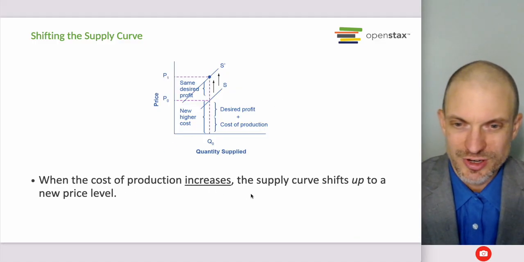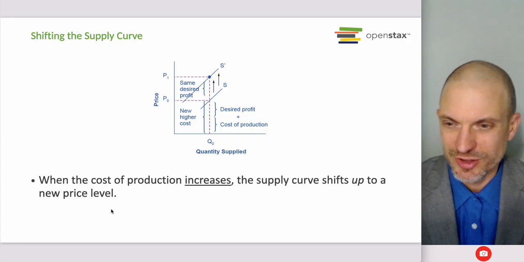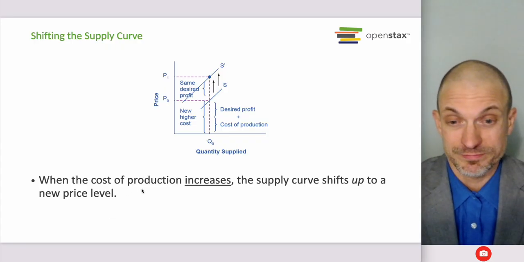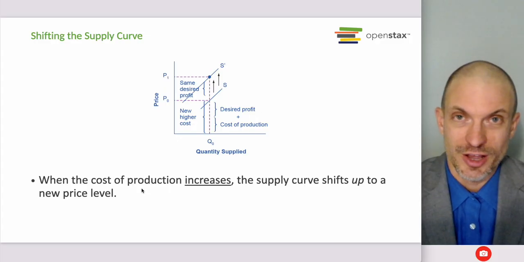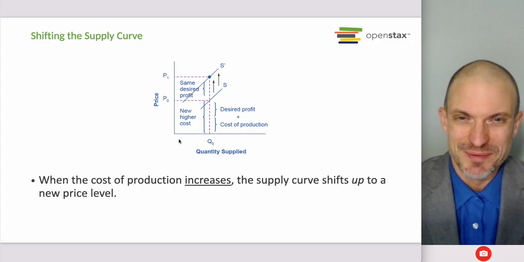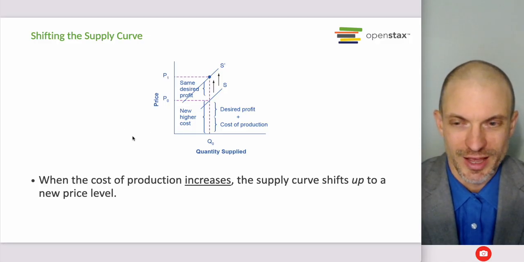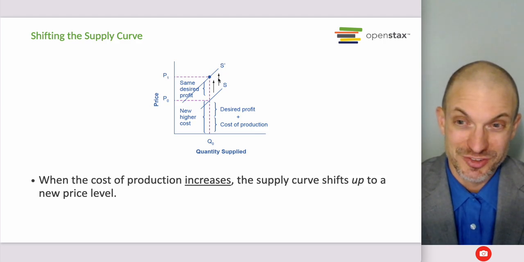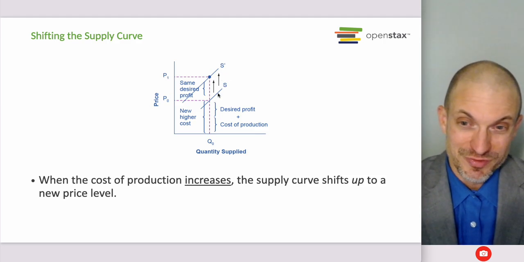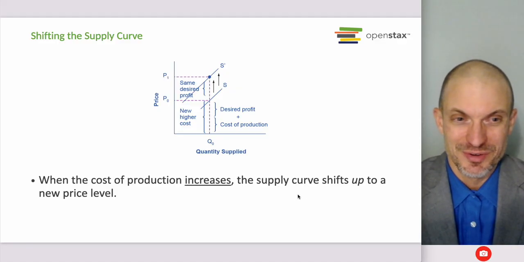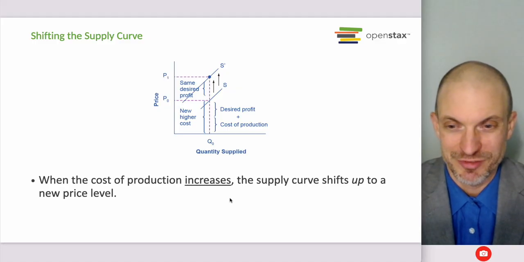When the cost of production increases, the supply curve shifts up to a new price level. Wow. All right. So if our production costs are higher, then we'll be able to produce less at every possible price, right? So you'll produce less at every possible price if the production costs are higher. That's a leftward shift of supply. So we're going to get a leftward shift of supply. Here they are talking about the supply curve shifting up, which I think is really messy. You should talk about supply shifting left, as I said.